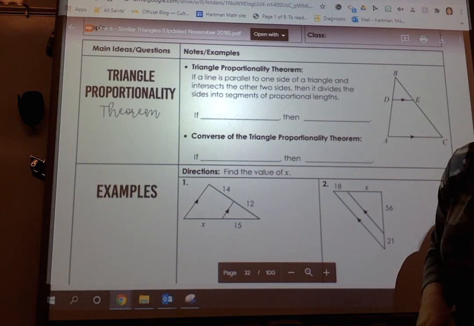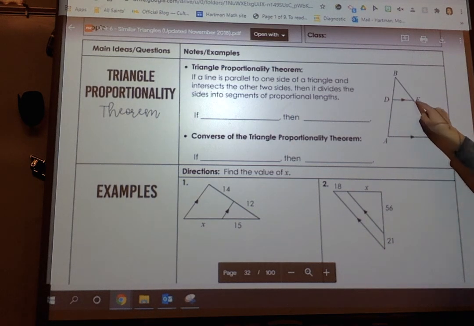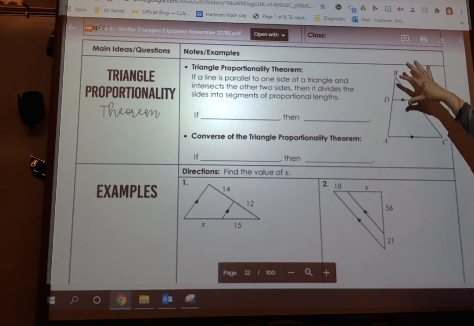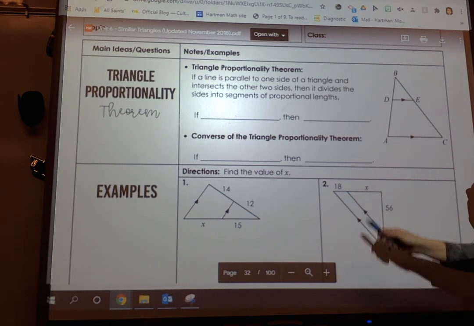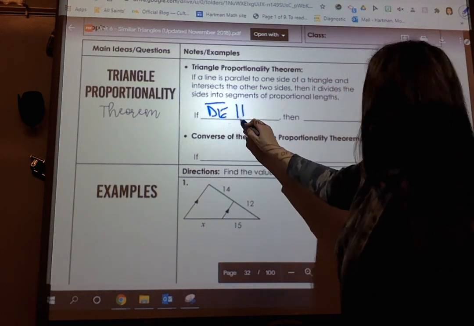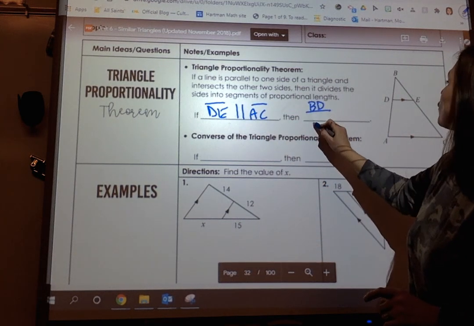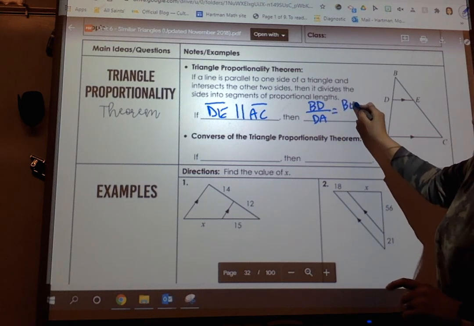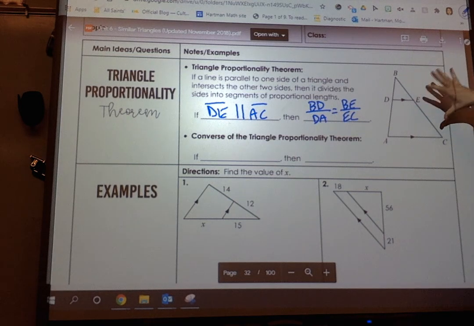We're going to talk about the triangle proportionality theorem in this one. It's really pretty basic, and all it's saying is that if line DE is parallel to AC, then it divides the segments into proportional parts. So because DE is parallel to AC, let's write this down: if DE is parallel to AC, then BD is proportional to DA, and BE is proportional to EC.